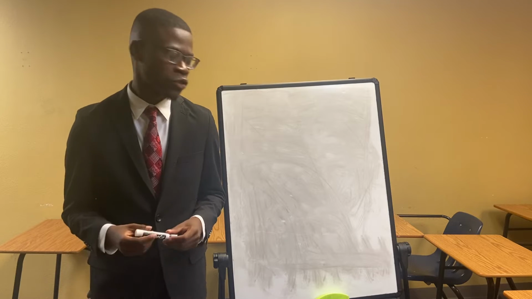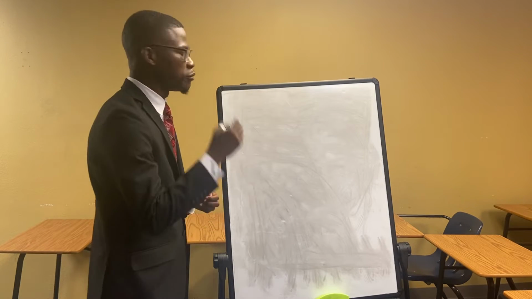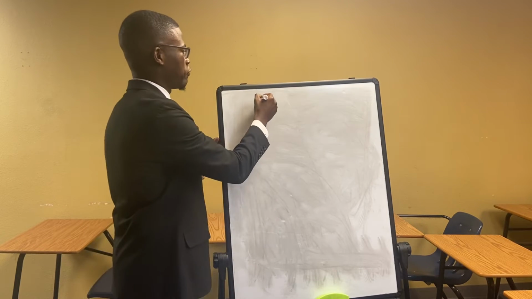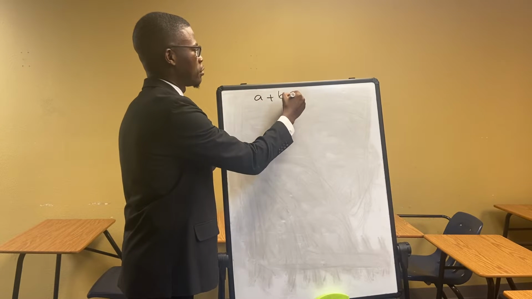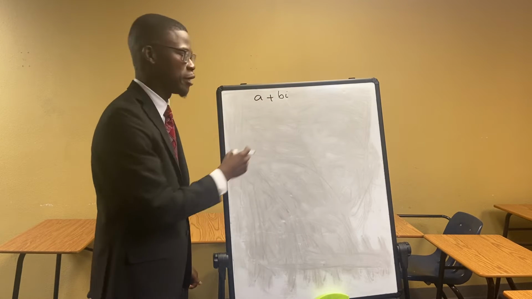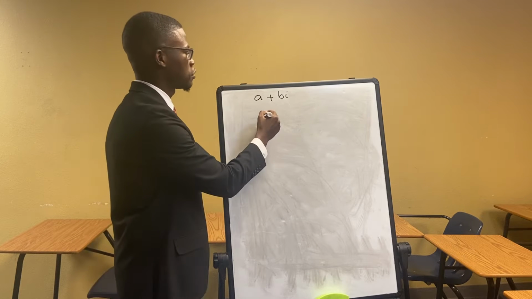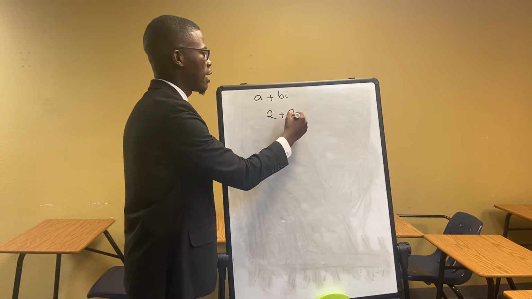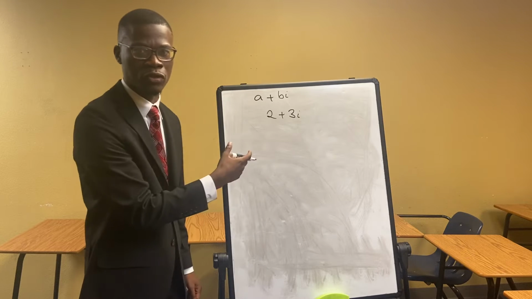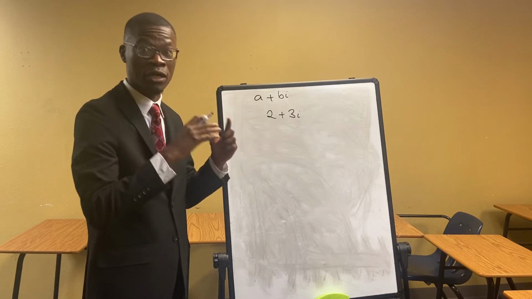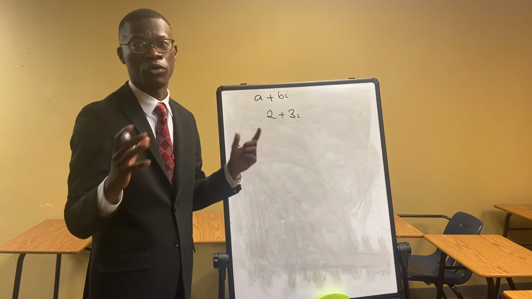All right. So remember, a complex number is represented in the form a plus bi, where a is the real part and b is the imaginary part. So for example, we have a complex number like this, 2 plus 3i. We could plot this on a graph for you to better understand how a complex number works.